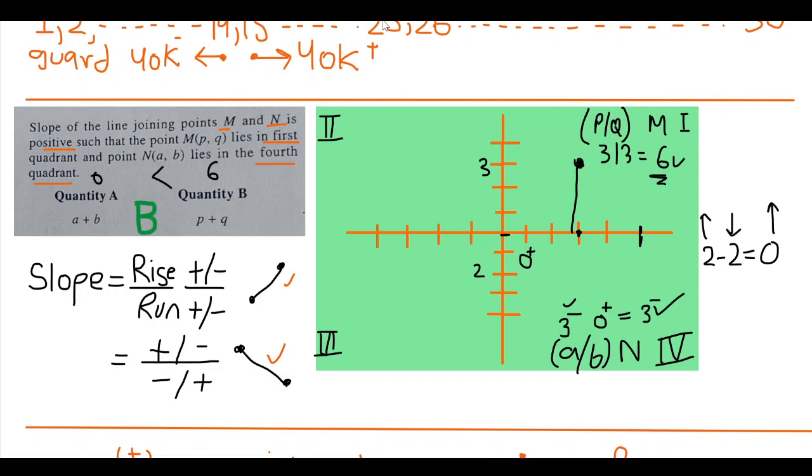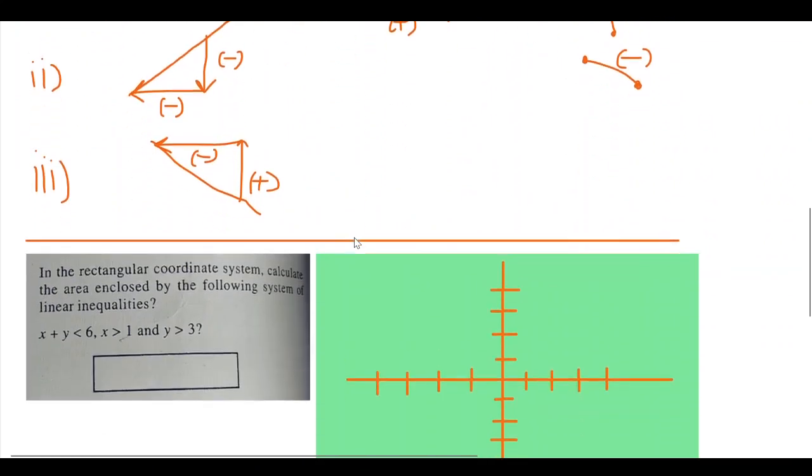So no matter what I do, quantity B is always going to be greater, and therefore the answer must be B. Okay, guys, this is the power of visualization and trying to play with the diagrams and trying to think how these coordinates are going to change. Anyway, let's move to the next question.